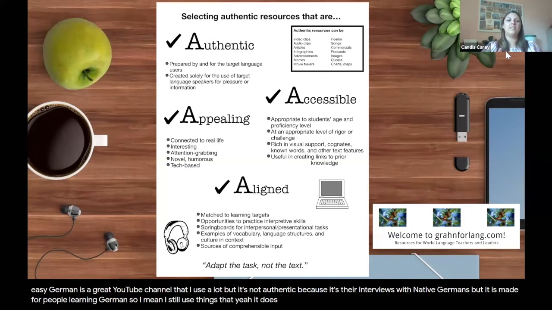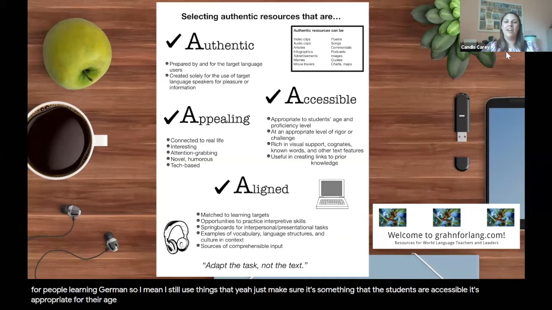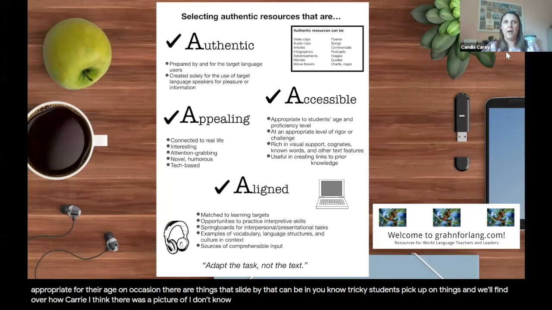Make sure it's something that's accessible to the students and appropriate for their age. On occasion, there are things that slide by that can be tricky. The students pick up on things and will say, oh, Frau Carey, I think there was a picture of, I don't know, a marijuana leaf that happened once. It was so fast, so my students just laugh it off.